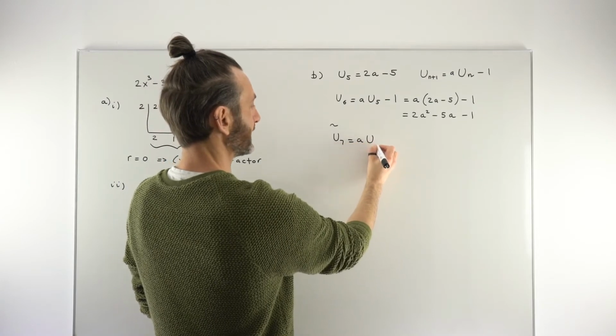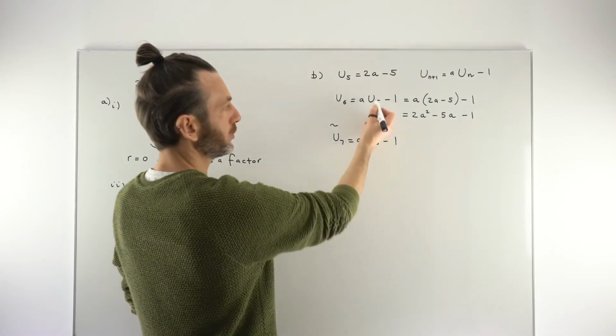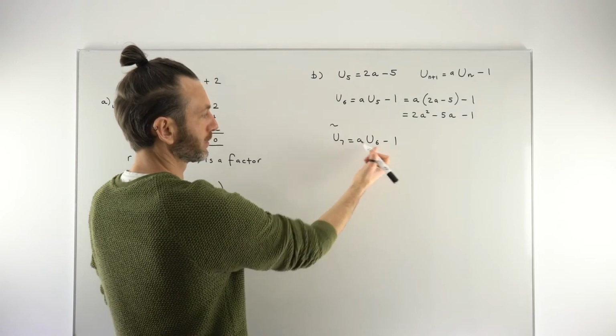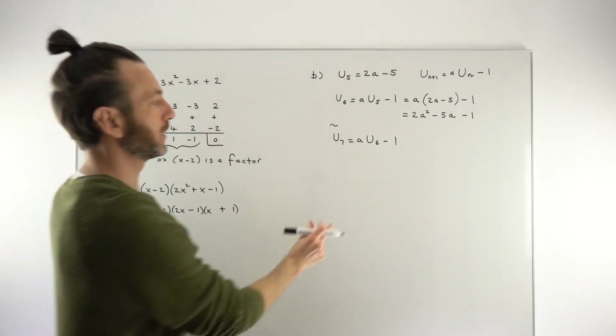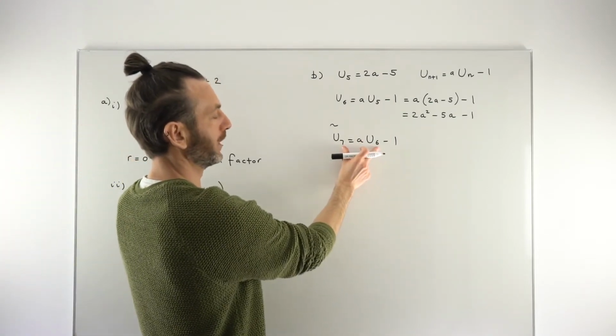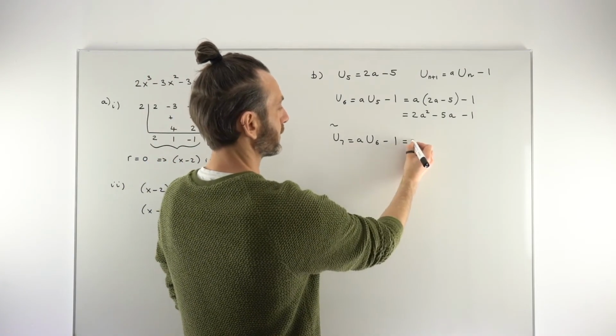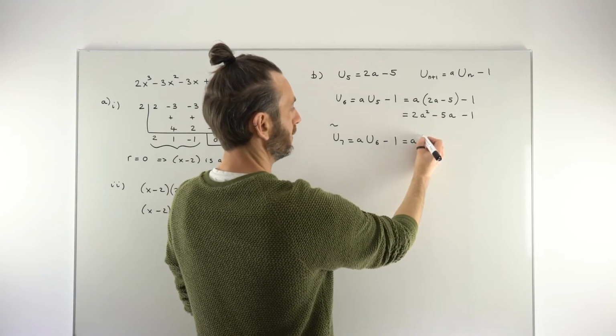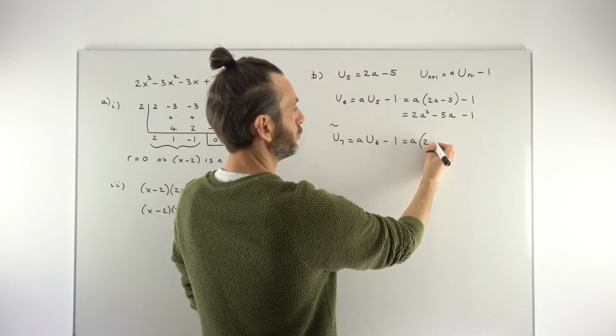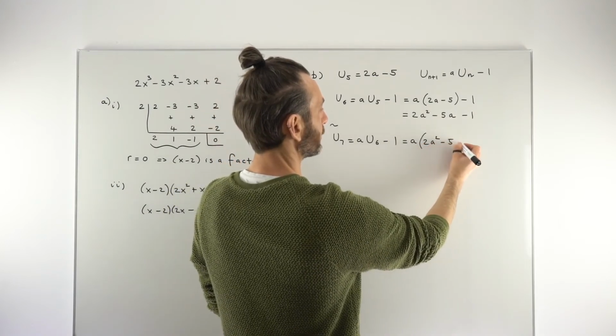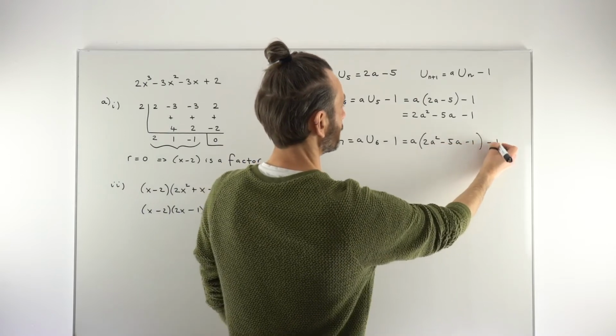So that's going to be a times u6 minus 1. So just using the same formula but changing the subscript numbers. Again, they've got to be sequential. You can't have a gap of more than 1 between these two numbers. So we're just going to plug in u6 this time. We know that u6 is this guy here, so it's going to be a times 2a squared minus 5a minus 1, and then the minus 1 on the end.